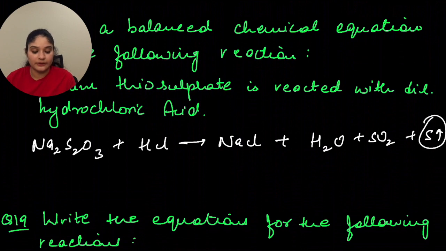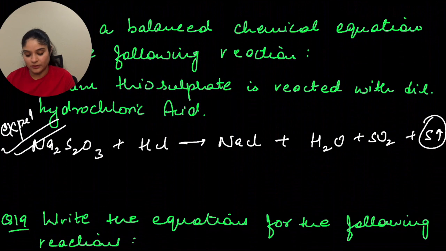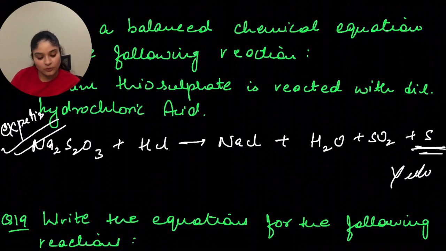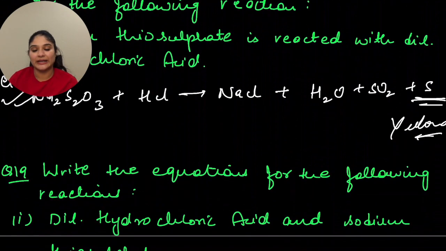This is an exception equation, so it's important. This is an exception equation that you can find in your book, and it has specifically your sulfur residue at the end, which is right here, which is yellow. So it is specifically there, and a lot of students miss that out. So let's move ahead to the 19th question.